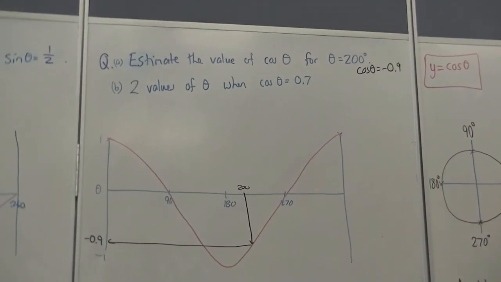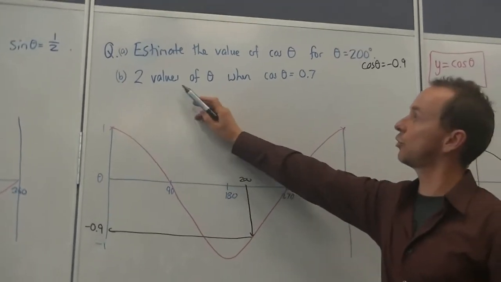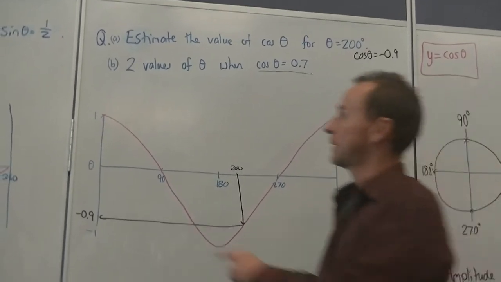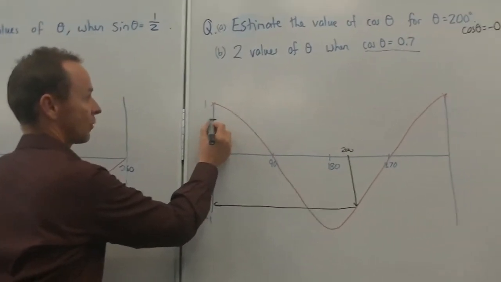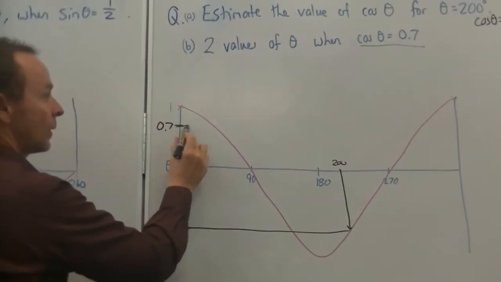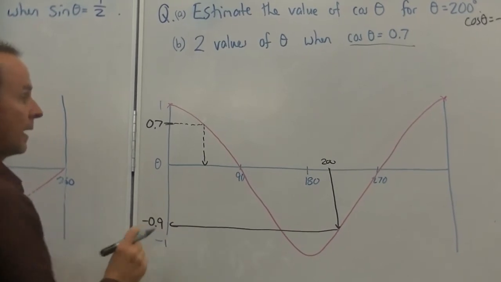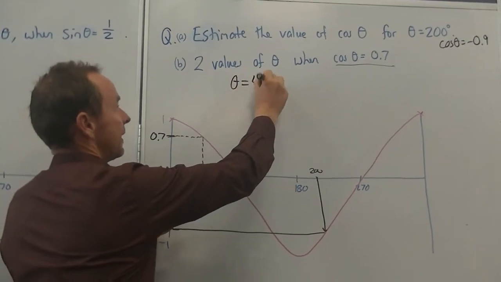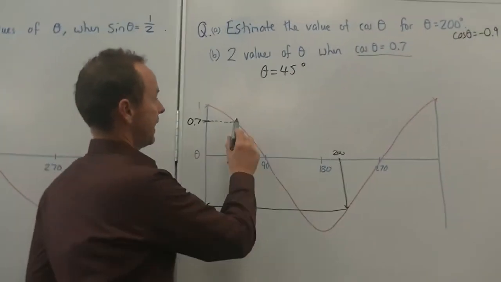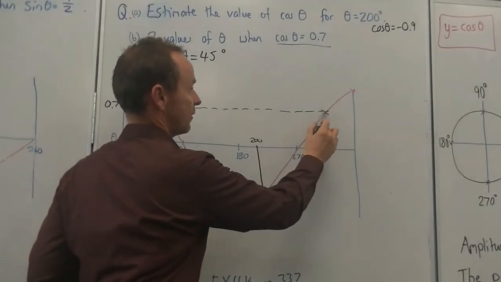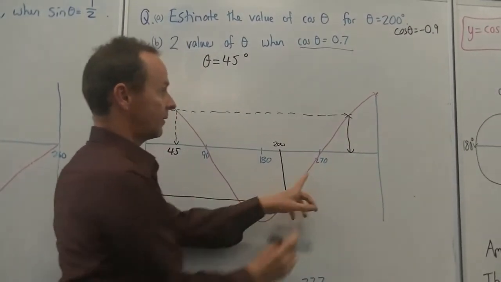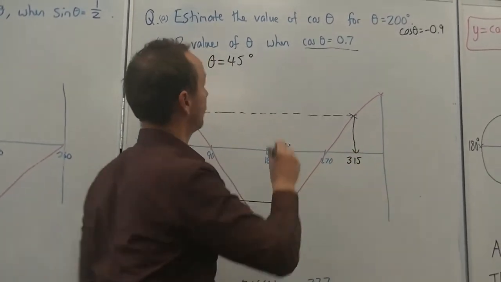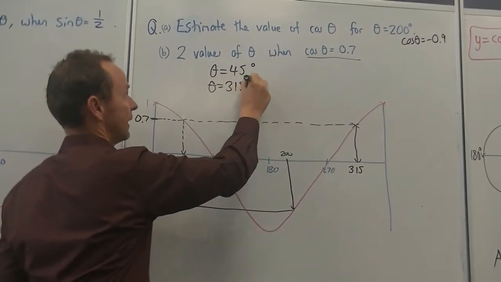Alrighty, and the last one. It says estimate the two values of theta when cos theta is 0.7. Alright, so cos theta 0.7 is around about there somewhere. So we move across and go down, and my estimation is the first answer is 45 degrees. So theta is 45 degrees, but we have to keep on going across until you get to this point here, go down, and since it's symmetrical again, 270 plus 45 is 315 degrees. So theta is 315 degrees.